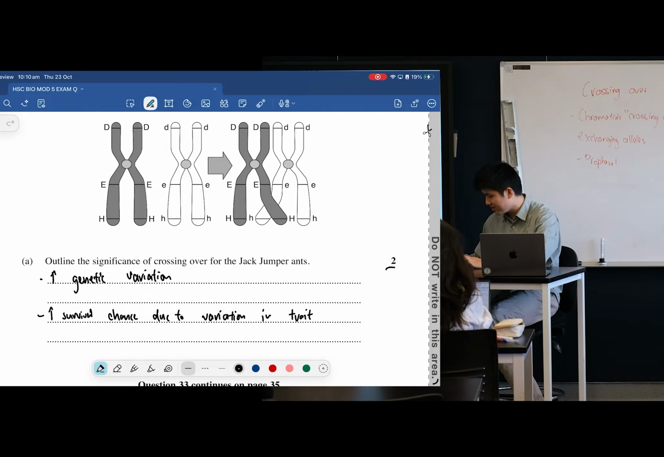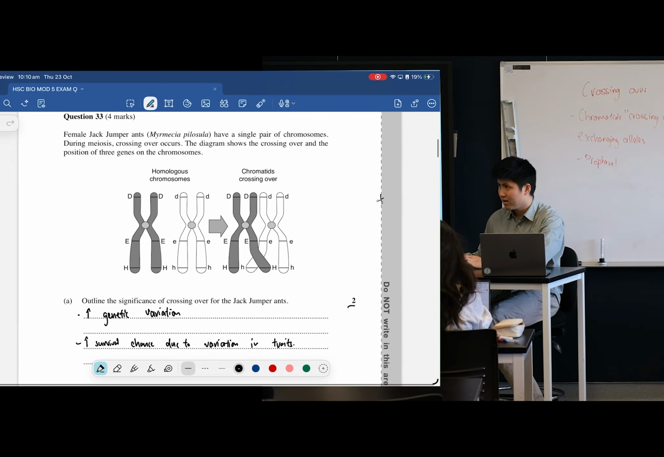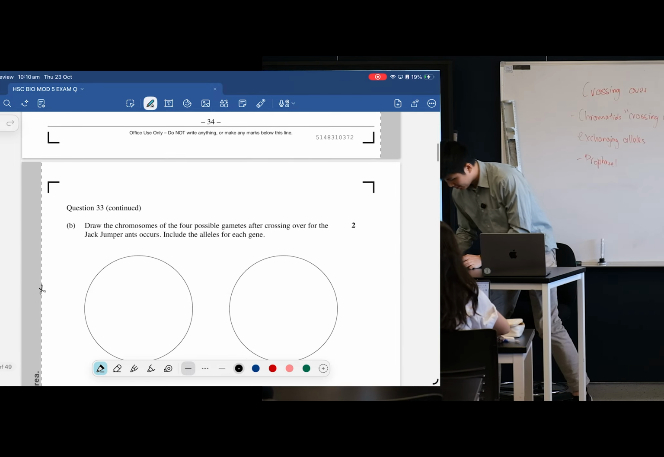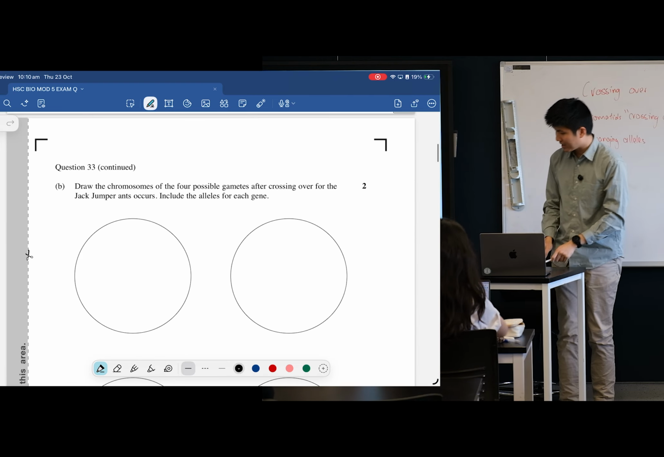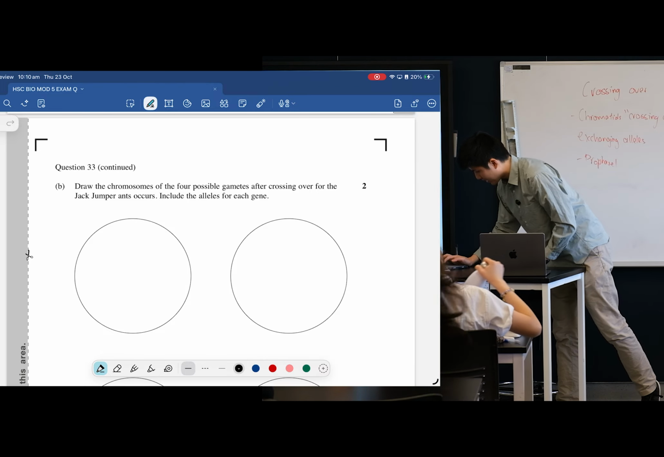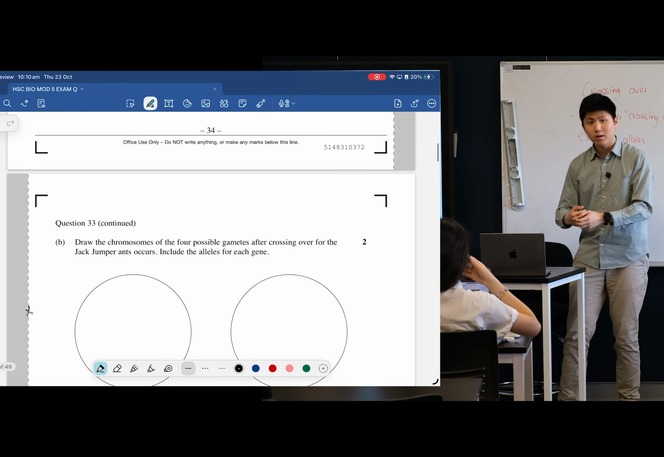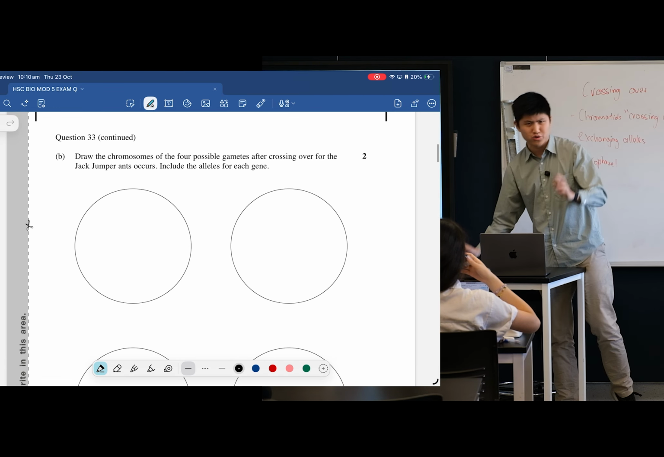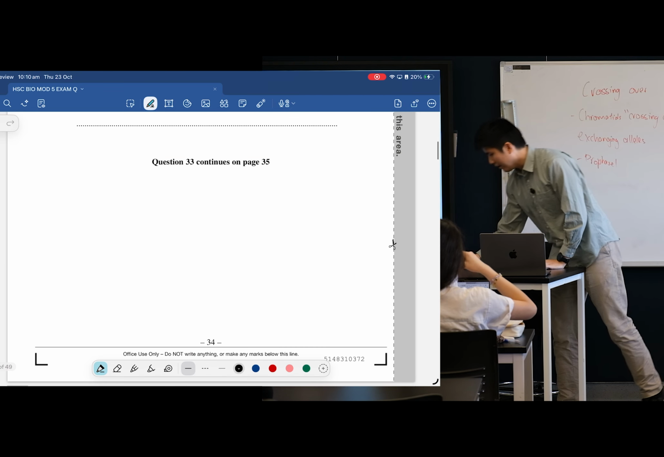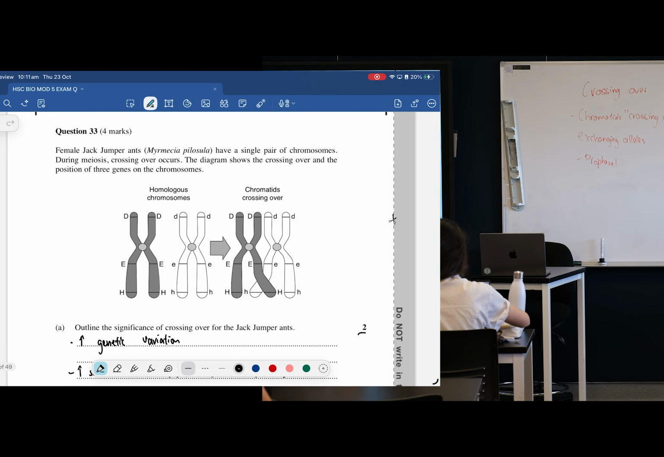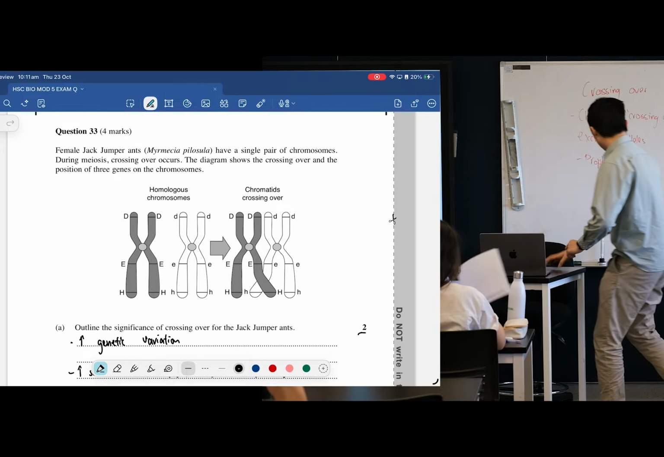All right, now this next question, B, I saw us struggling with a lot. So I'm going to walk us through it, right? So draw the chromosomes of the 4 possible gametes after crossing over for the jack jumper ants occurs. Include the alleles for each gene. Now, what I'll do is you have to do this correctly. I saw all of us drawing chromosome pairs. To do this correctly, you actually have to read the question very carefully, right? Female jack jumper ants have a single pair of chromosomes. During meiosis, crossing over occurs, right? So I'll show this on the board, right?